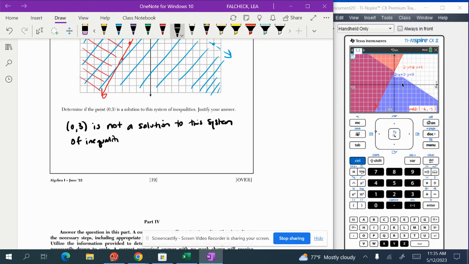And then you're not done because it says justify your answer. So my reasoning for this guy would be because it is not in the solution set.